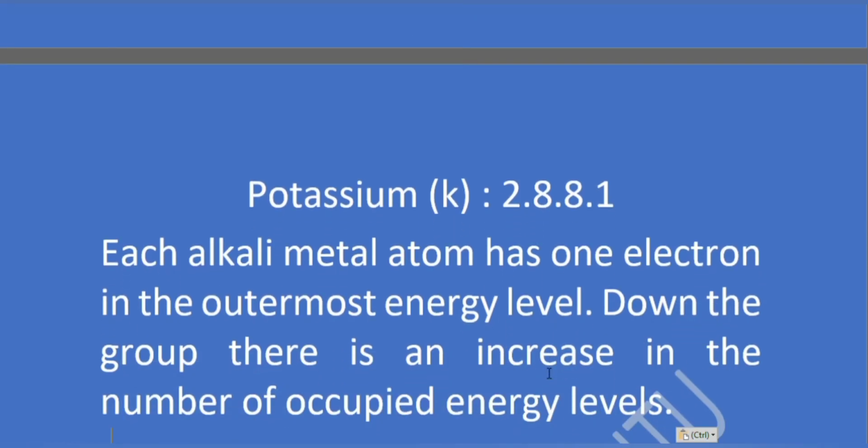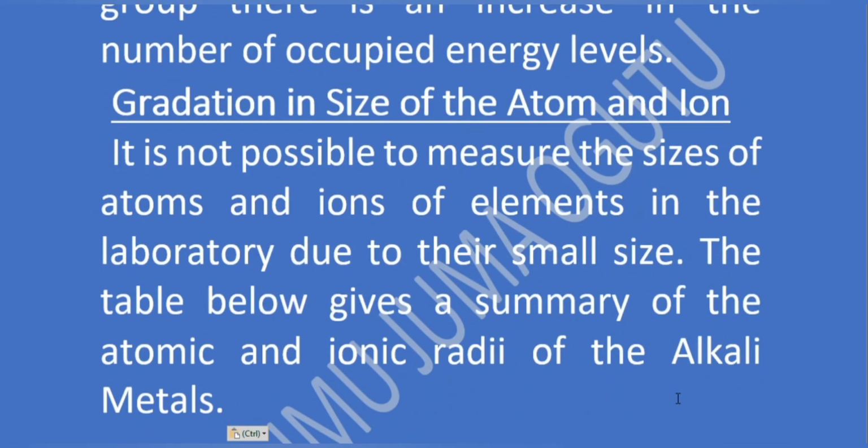Down the group, there's an increase in the number of occupied energy levels. You can just see from what we have here. Lithium has 2 energy levels, 2.1. Sodium has 3 energy levels. Potassium has 4 energy levels. So we are saying that down the group there is an increase in the number of occupied energy levels.